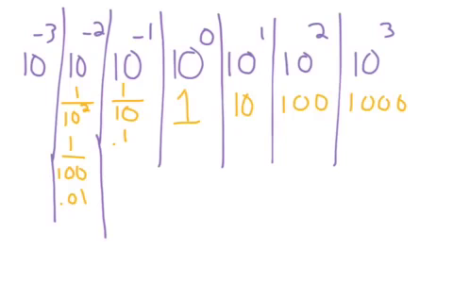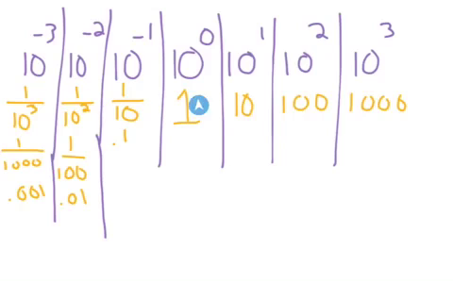10 to the negative third, if I don't want to deal with negative exponents, remember I change its location. So I would have 1 over 10 to the third, which would technically be 1 over 1,000, because 10 times 10 times 10 is 1,000. And as a decimal, we would have 0.001, because that 1 is in the thousandths place. So like I said, I just wanted to refresh your memory a little bit on powers of 10.